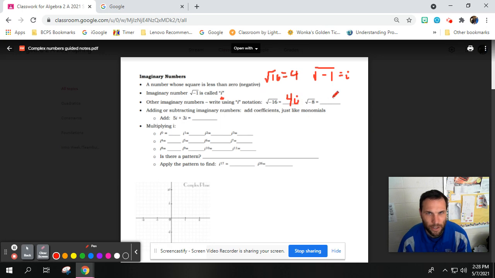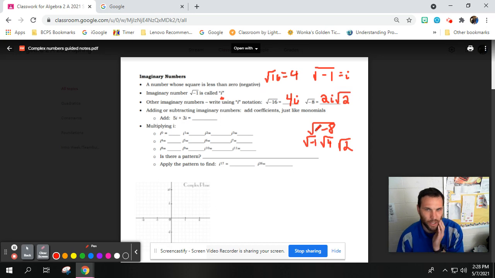And then right here, square root of -8 is like saying square root of -1 times square root of 4 times square root of 2. And the square root of 4 is 2. Square root of -1 is i, and then the root 2 stays. So back at the beginning in foundations, we simplified square roots, and now it's just one more step. You can add, subtract, multiply and divide these.